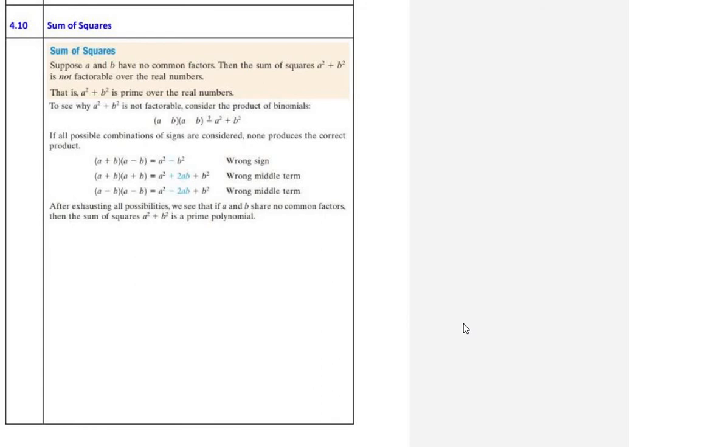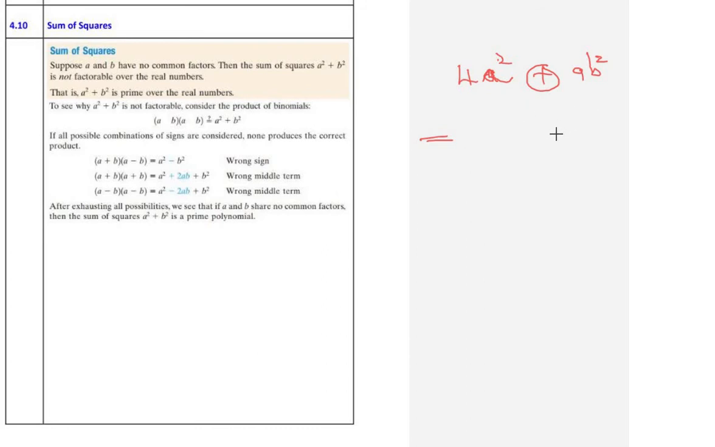But for normal school, in the real number system, we cannot factorize the sum of two squares. So be very careful when people ask you, say for instance, to factorize 4a squared plus 9b squared. Don't get into trouble and try and factorize them. You must see this is the sum of two squares, and that cannot be factorized in the real number system. So we say this is actually a prime, so this is a prime, cannot factorize it.